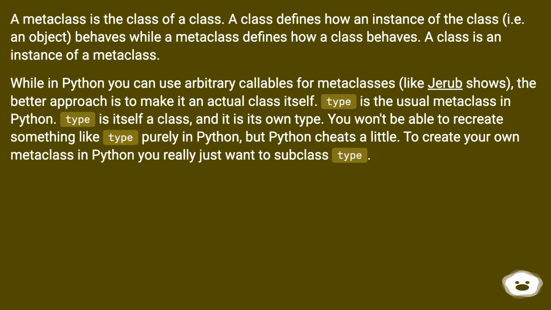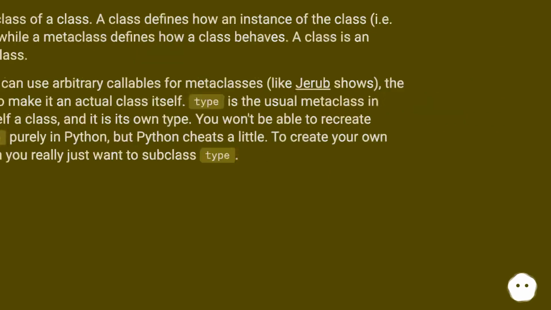A metaclass is the class of a class. A class defines how an instance of the class, i.e. an object, behaves, while a metaclass defines how a class behaves. A class is an instance of a metaclass. While in Python you can use arbitrary callables for metaclasses, like Jerub shows, the better approach is to make it an actual class itself. Type is the usual metaclass in Python. Type is itself a class, and it is its own type. You won't be able to recreate something like type purely in Python, but Python cheats a little. To create your own metaclass in Python you really just want to subclass type.